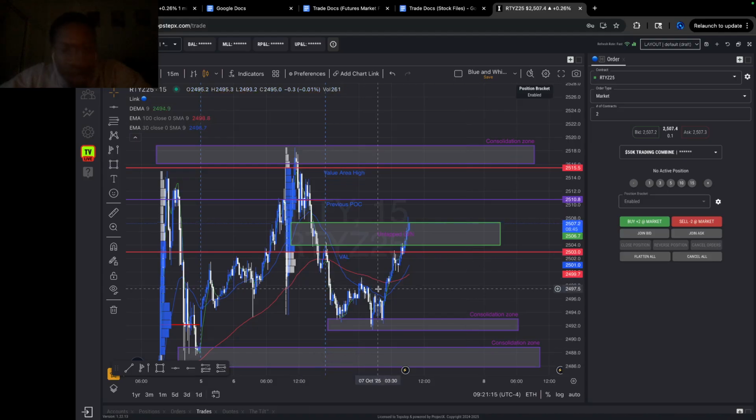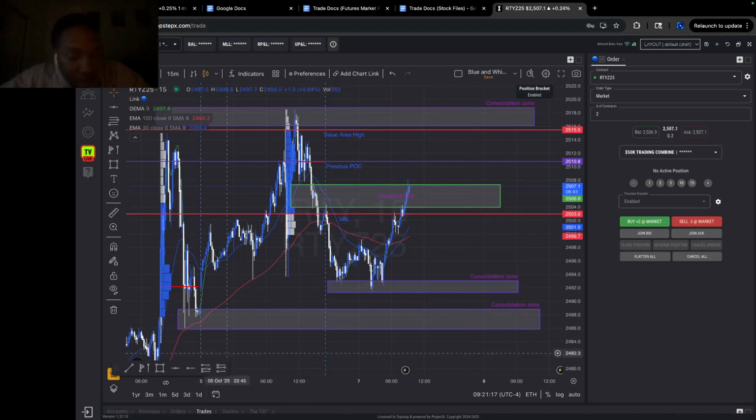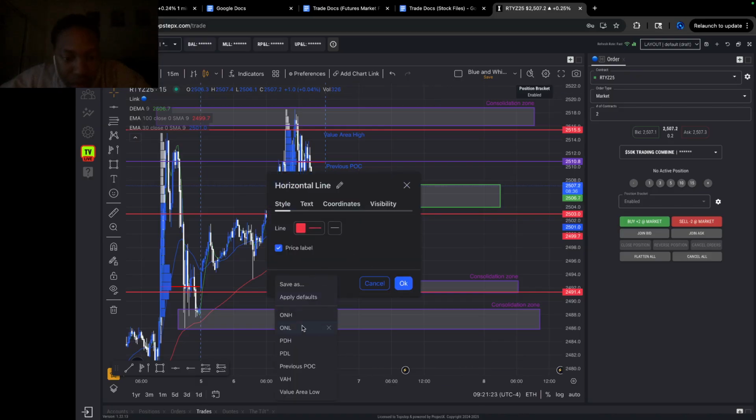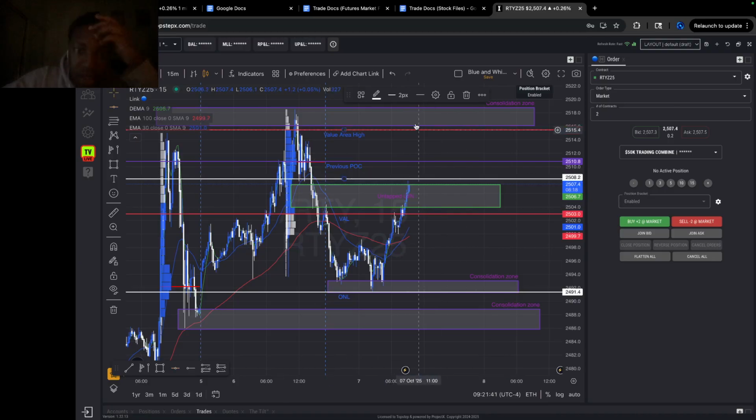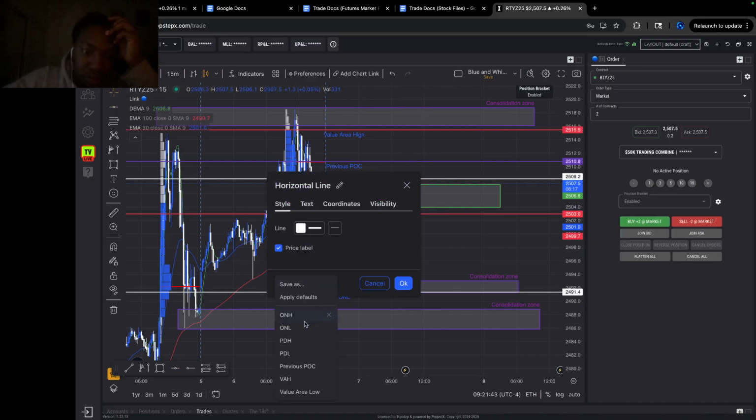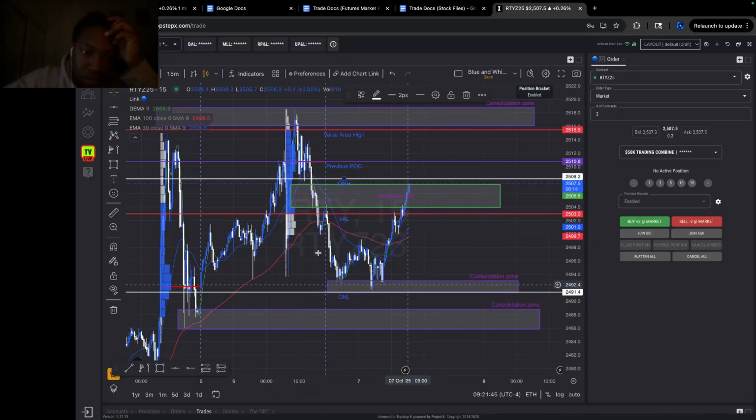So we have all this marked out. Next, and I believe my last two things, is to mark the overnight low and my overnight high, which is currently being developed right now. All right.